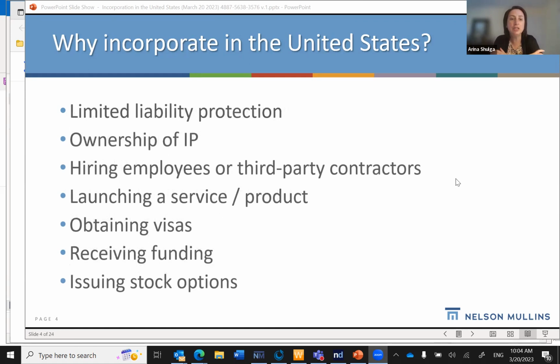Let's talk about some other advantages of incorporating in the US. You get limited liability protection. That means that creditors cannot reach your personal assets to satisfy debts or obligations of the corporation. So the personal property of the shareholders is protected, but only so long as corporate formalities are observed. I'll talk about corporate formalities in a little bit.